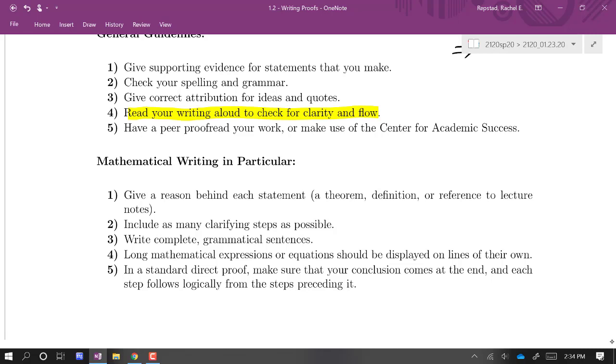And then there's formatting things. If I have a long string of equations, I'm not going to do it in a paragraph. I'll probably display it nicely centered or something, just to make it easier on the eyes.